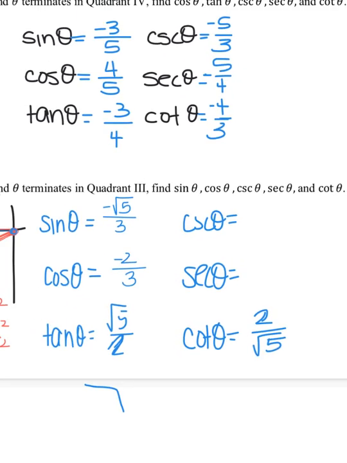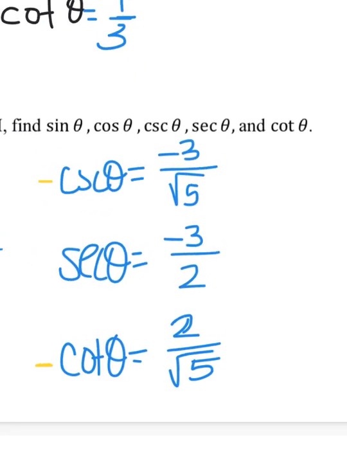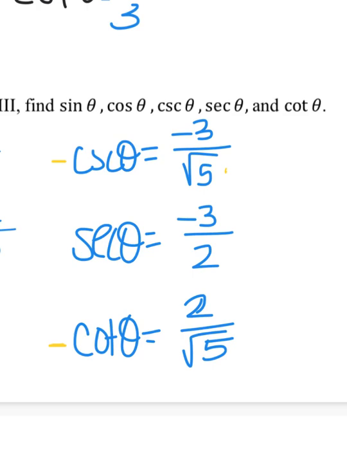Cosecant, you flip them, so negative 3 over the square root of 5. Secant, you flip cosine, is negative 3 over 2. Cotangent we already have. So now lastly, I have to get rid of any square roots in the bottom. So cosecant and cotangent need a little bit of work. To get rid of the square root of 5 in the bottom, I multiply the tops and the bottoms of these fractions by the square root of 5. Negative 3 times the square root of 5 is negative 3 square root 5. Divided by the square root of 5 times the square root of 5 is 5.